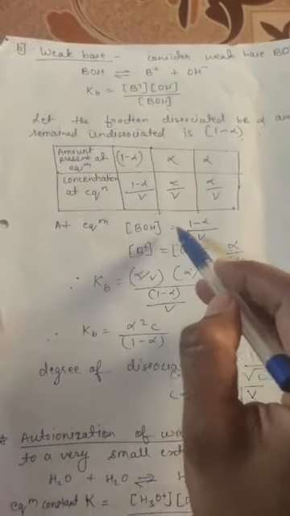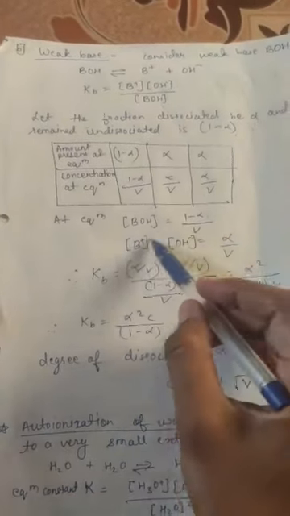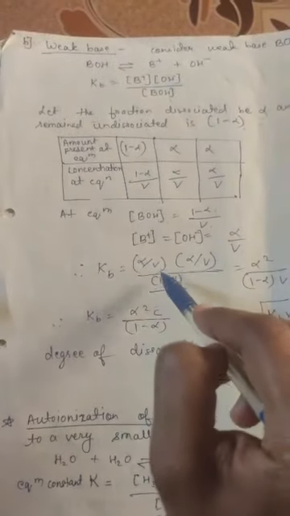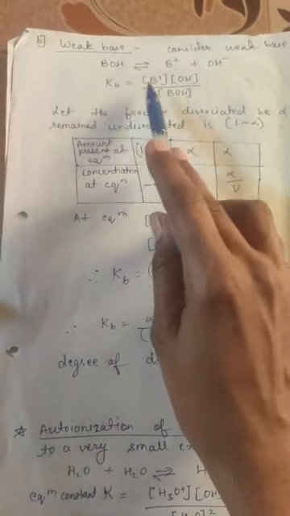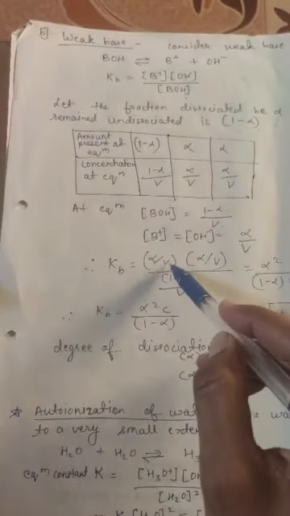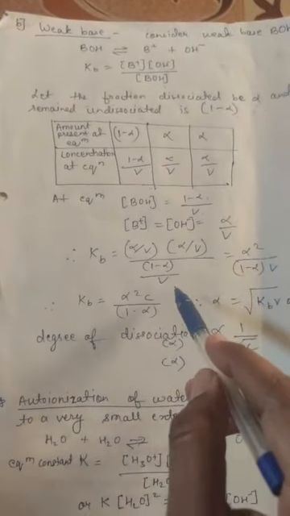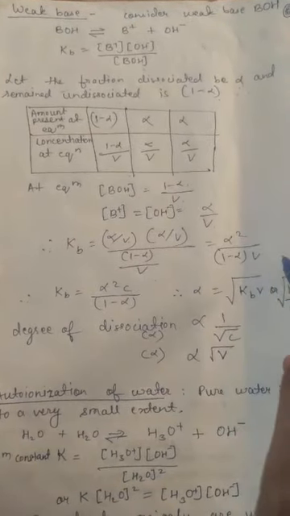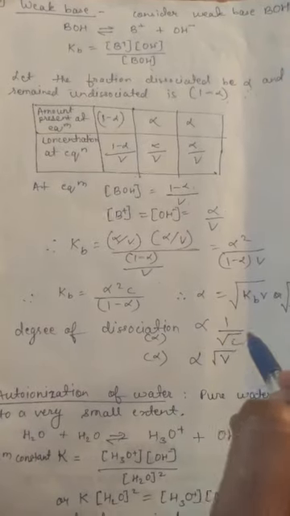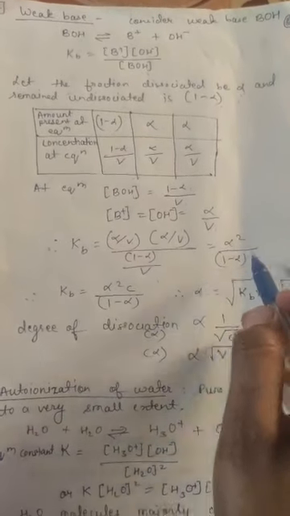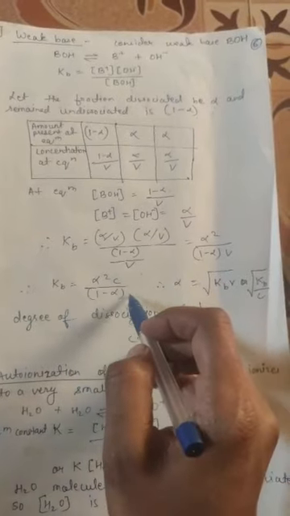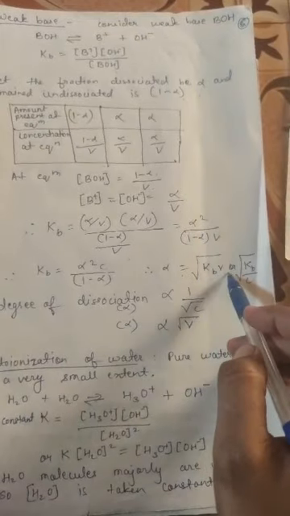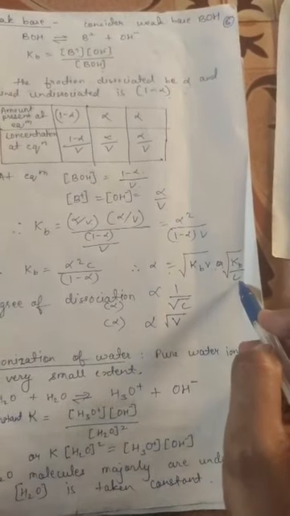At equilibrium, BOH is equal to 1 minus alpha upon V, and B plus and OH minus are each equal to alpha upon V. Substituting into the equation, Kb equals alpha upon V into alpha upon V, upon 1 minus alpha upon V. Rearranging, you get Kb equals alpha squared upon 1 minus alpha into V, where 1 upon V equals C. So Kb equals alpha squared C upon 1 minus alpha. Therefore, alpha comes out to be the square root of Kb into V, or the square root of Kb upon C.